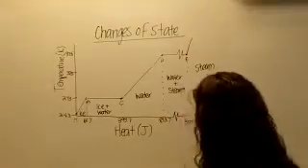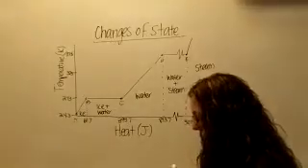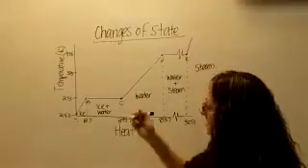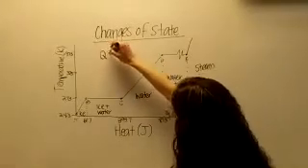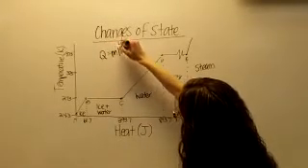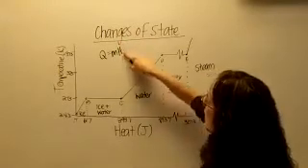So, when calculating the heat that's required to melt a solid, we would write it as H of F.